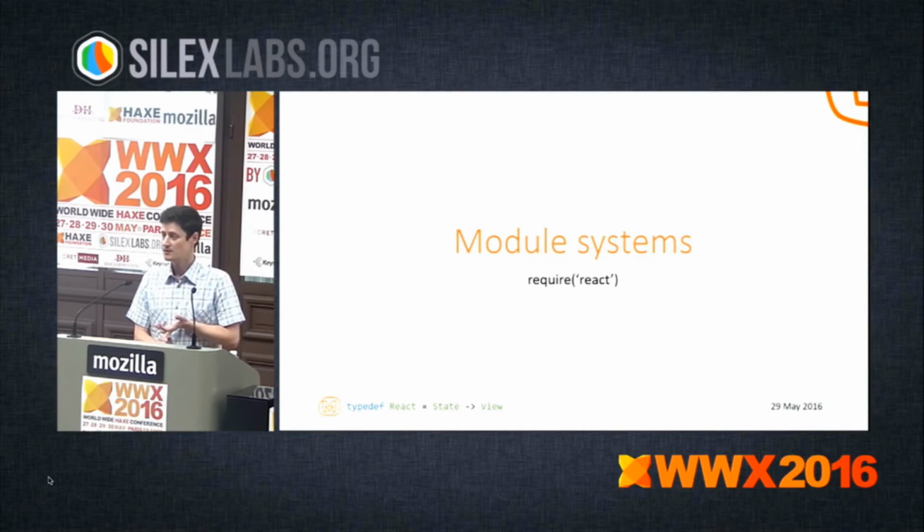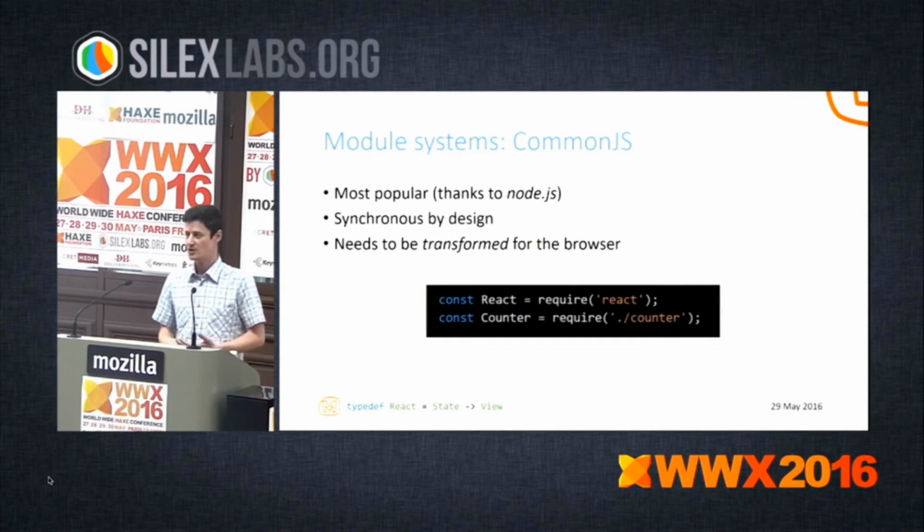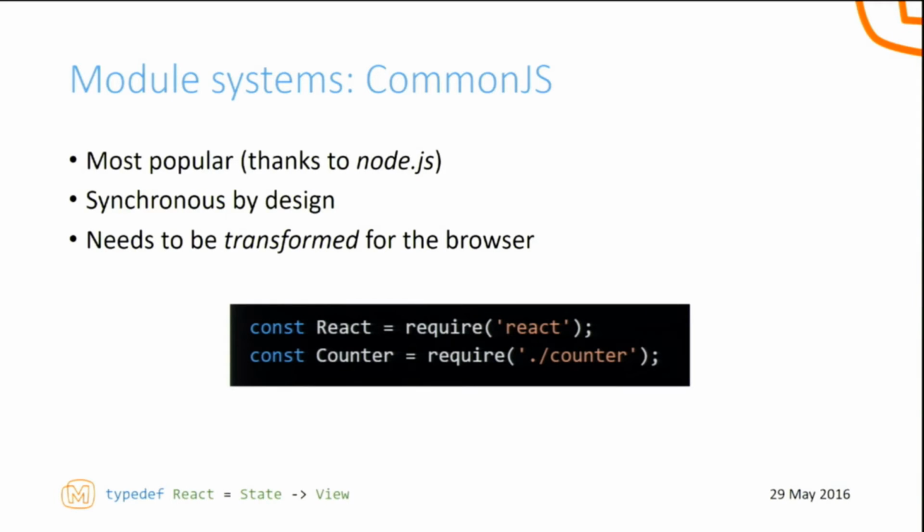The second part is that you don't just require React. You have to get into the module systems. CommonJS is the most common because it is what is in Node.js. It is synchronous by design, so it is not browser friendly. It has to be transformed. Here we require React, which is a module, and we require a file called counter, which will be a JavaScript file relative to where you sit. It's always relative, or it's an NPM module like React.